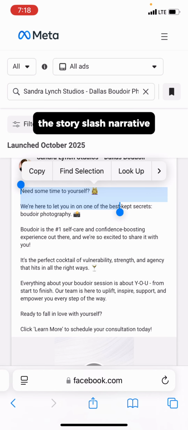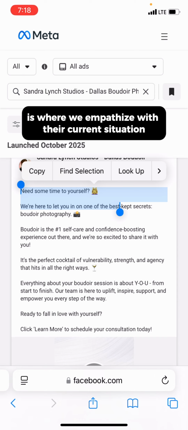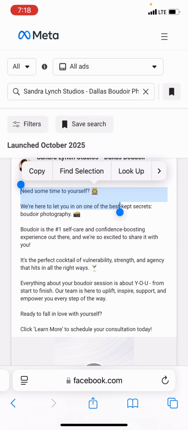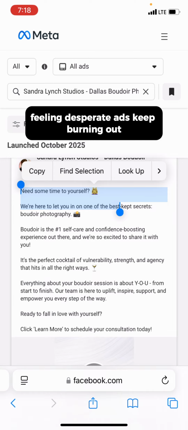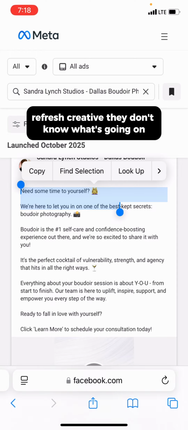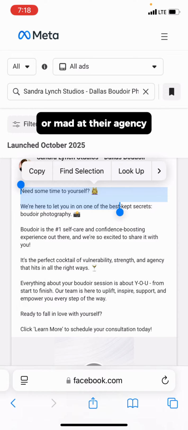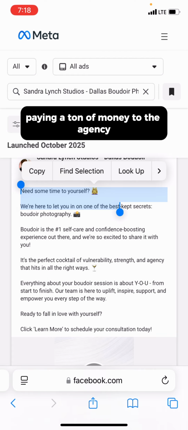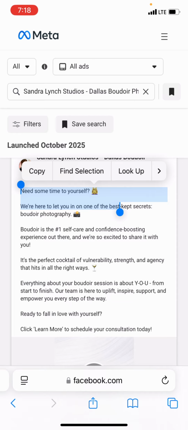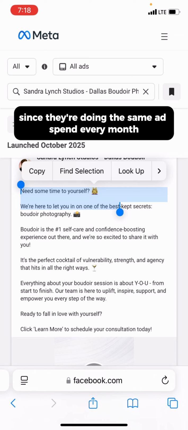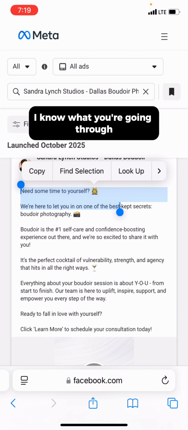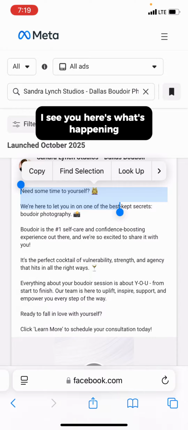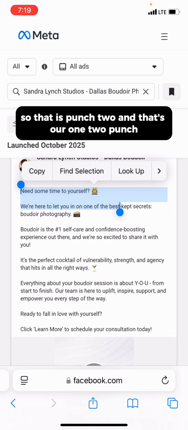Punch two, the story/narrative, is where we empathize with their current situation, what the heck they're going through, which is also what I did at the beginning: boudoir photographers doing ads on their own, feeling desperate, ads keep burning out, refresh creative, they don't know what's going on, they think it's normal, they don't know how to fix it. Or mad at their agency, paying a ton of money, and they don't know why they keep paying since they're doing the same ad spend every month but getting worse and worse results, and no one can fix it. So that's a little bit of the movie scene, the empathizing. Saying, hey, I know what you're going through. I see you. Here's what's happening.